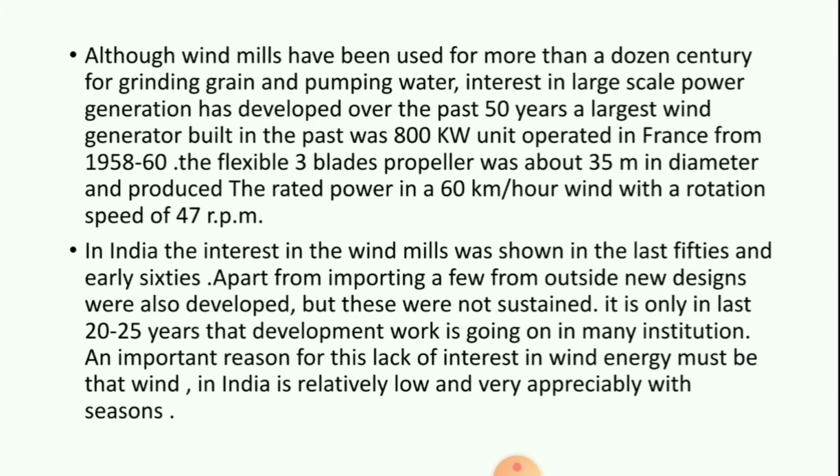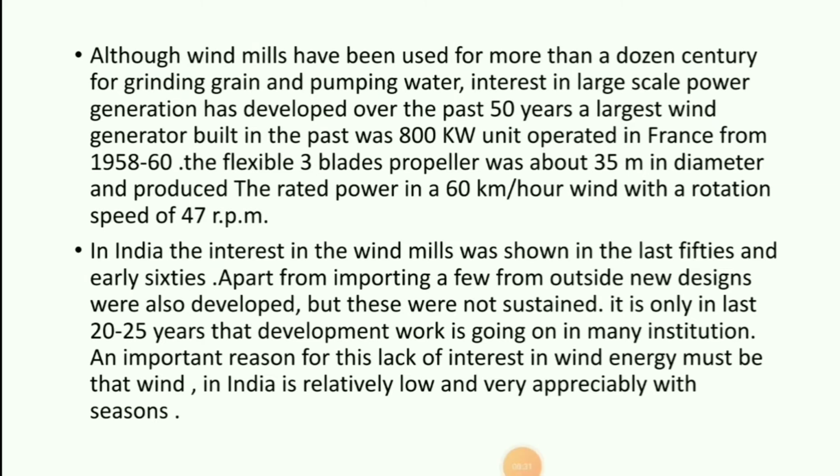The largest wind generator built in the past was an 800 kilowatt unit operated in France from 1958 to 1960. The flexible three-blade propeller was about 35 meters in diameter and produced the rated power in a 60 km per hour wind with a rotation speed of 47 rpm.